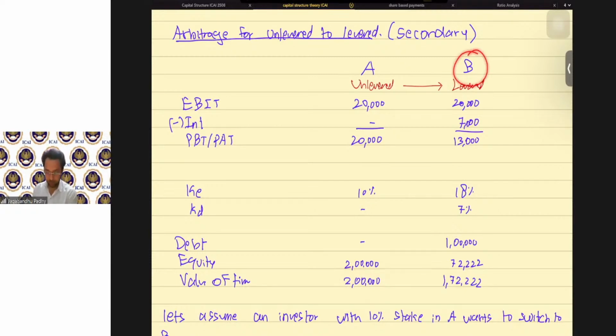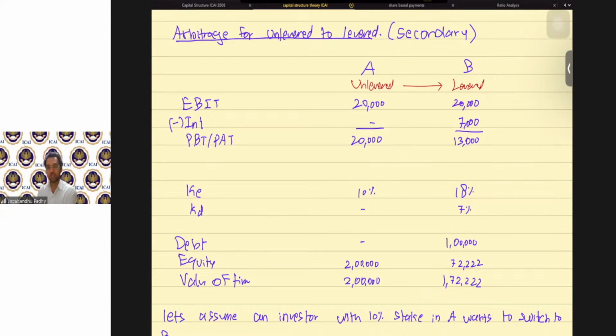Whereas for B, debt is 1 lakh. Value of equity is 13,000 divided by 18%, which is 72,222. And value of the firm is 1,72,222. Now of course, which is having a greater value? It's the unlevered firm which has got a greater value. The levered firm is having a lower value of the firm.